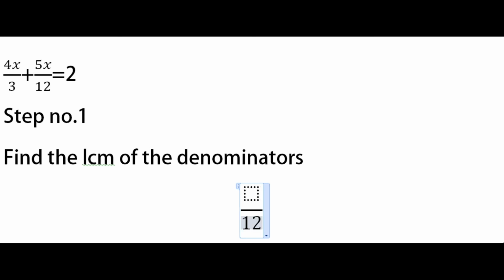I'll write the LCM, 12. Now, I will take the first variable, that is 4x divided by 3, and the denominator I will have to see. The denominator here is 3. So I will read the table of 3 until I get 12. So 3, how many times does it go? It goes 4 times. 3 4s are 12.